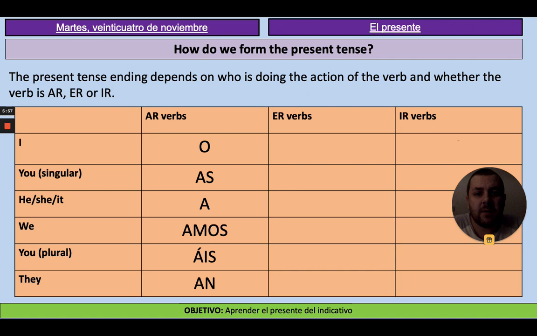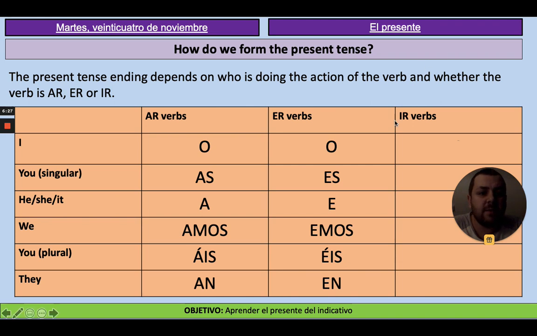And ER verbs, so for I, it's o again, you singular, es, he, she, or it, e, we, emos, you plural, eis, and they, en. So those are o, es, e, emos, eis, en.